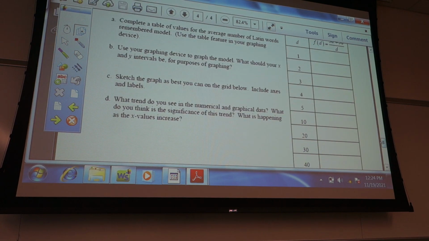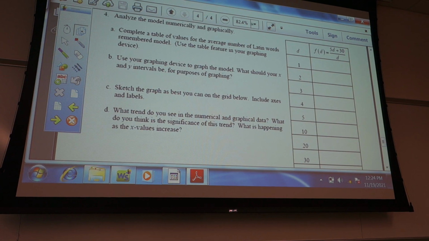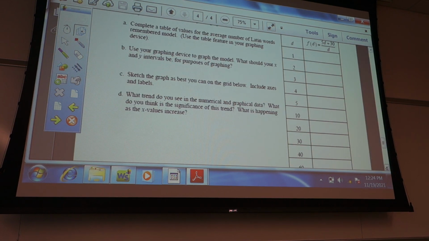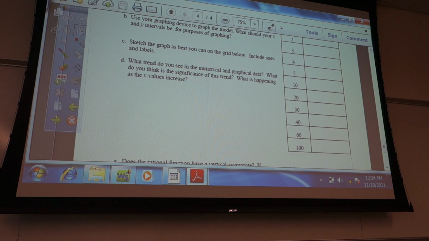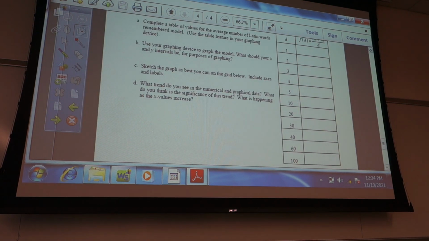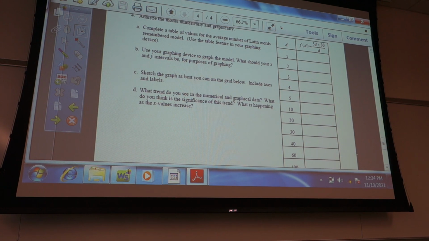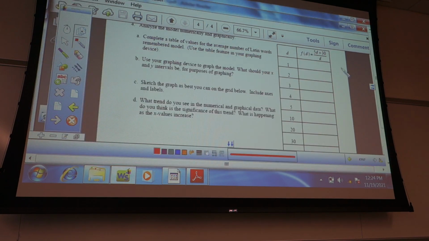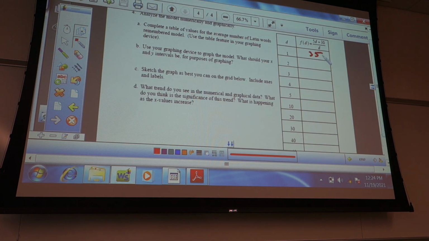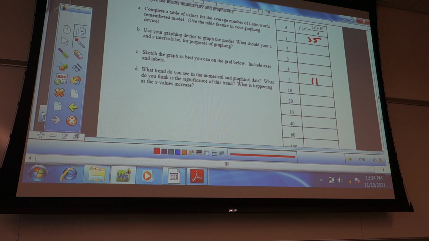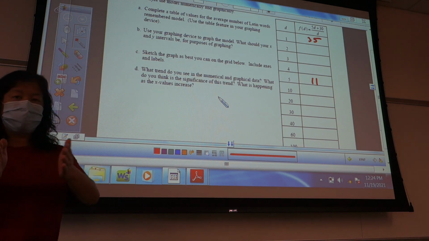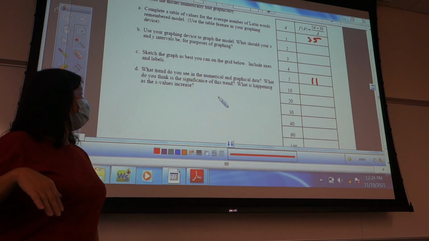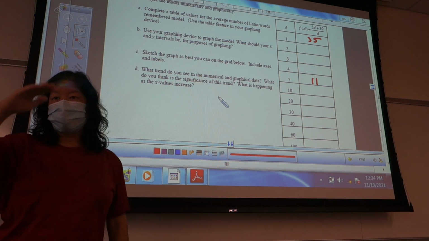Okay, let's hop on to the next part. So we're going to go ahead and complete these values. So we've already done 1 and 5. 1 was 35, 5 was 11. So bust your calculator, find the rest of them. And then graph them. So along the graph, you want your x's to go from 0 to 100, and you want your y's to go from 0 to 35, I think.